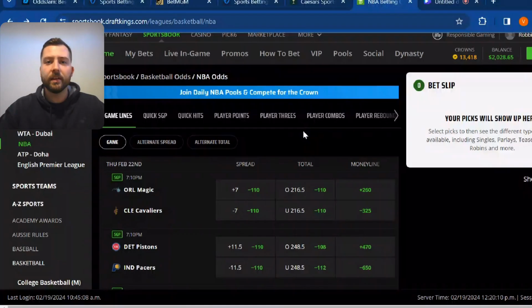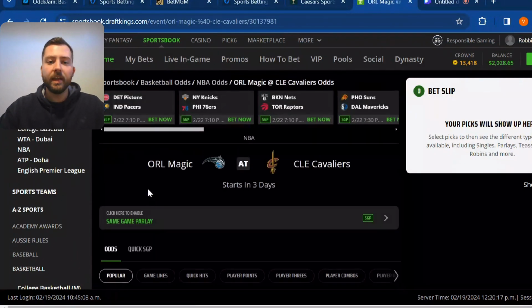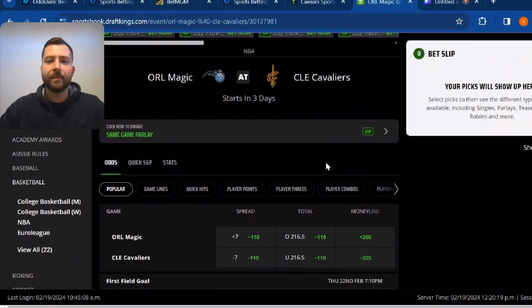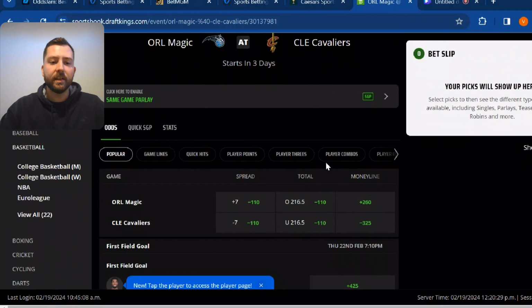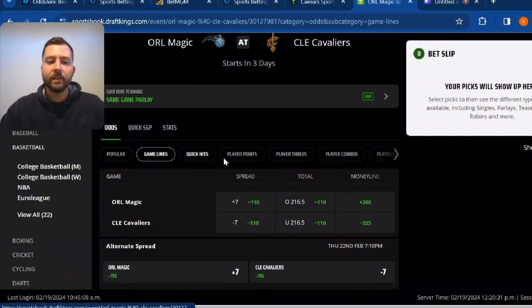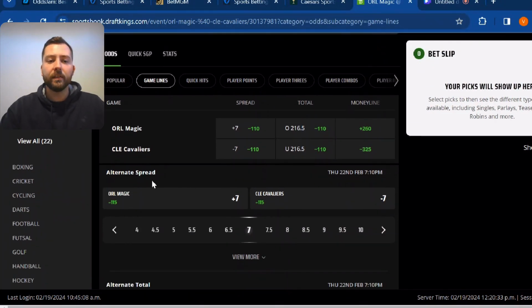Now that we understand what main market lines are, we can click into this game to see even more bets. Each game, just one basketball game, could have hundreds of different bets you can place. So those main market bets are just, like I said, the main market. They're the most common bet. But if you want to look into each game even further, you can click in. We can hit game lines here, and we can look at alternative spreads.